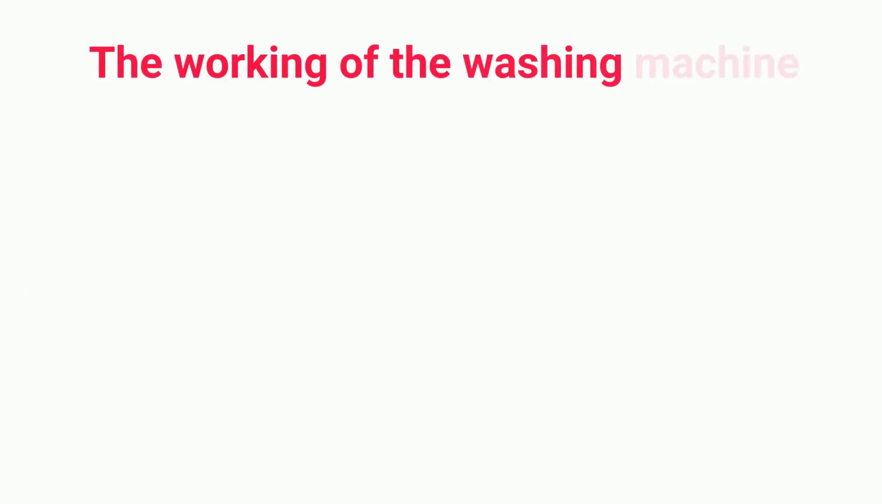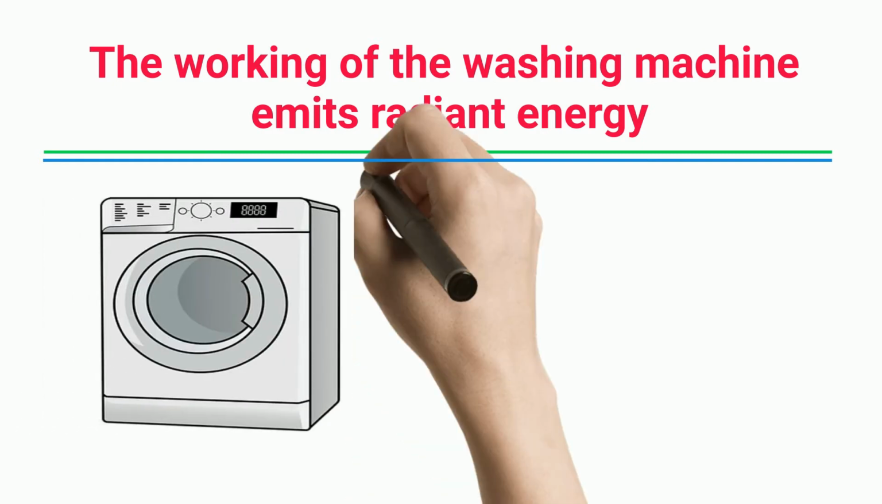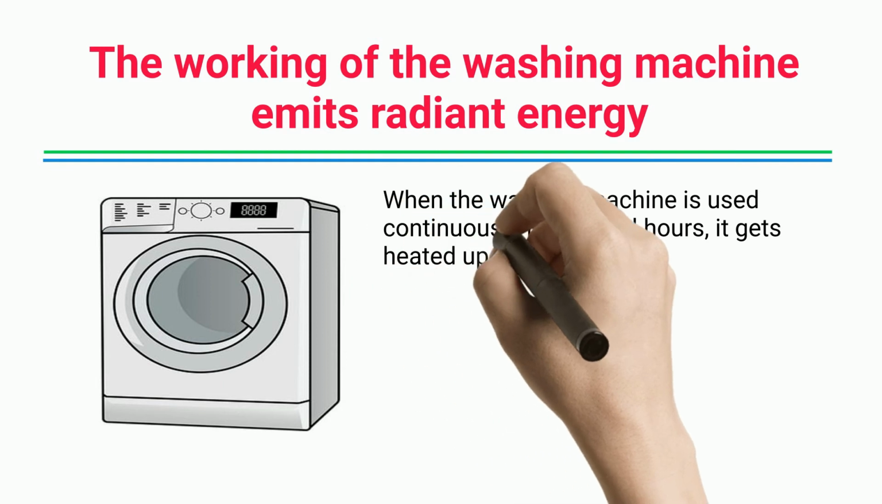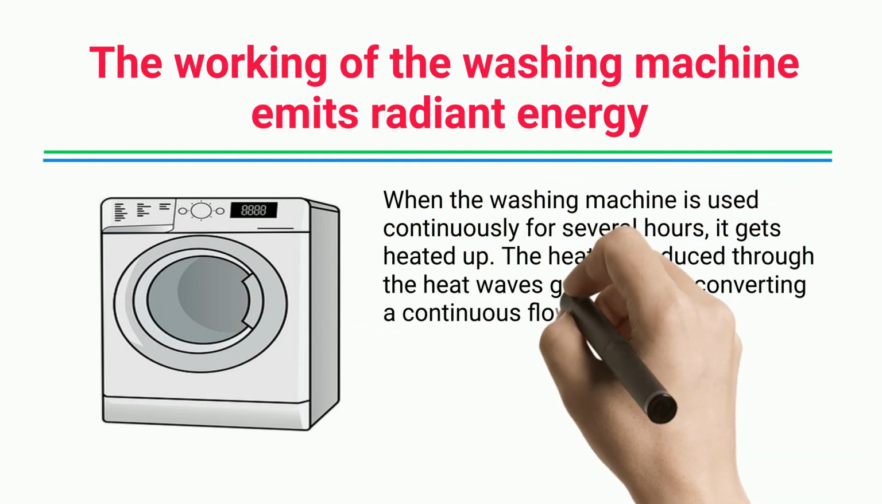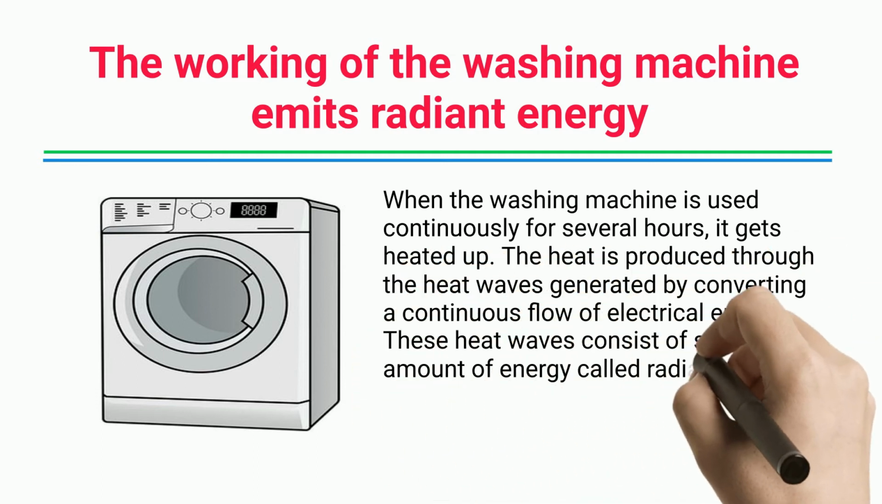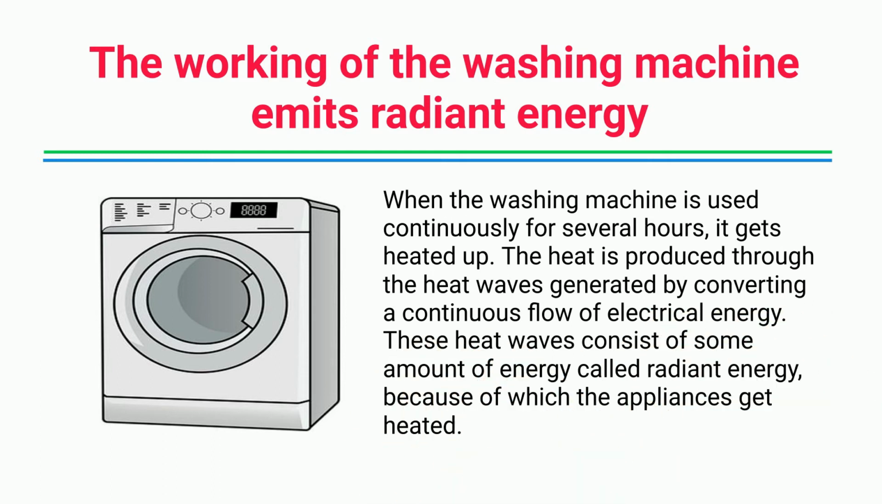The working of the washing machine emits radiant energy. When the washing machine is used continuously for several hours, it gets heated up. The heat is produced through the heat waves generated by converting a continuous flow of electrical energy. These heat waves consist of some amount of energy called radiant energy, because of which the appliances get heated.